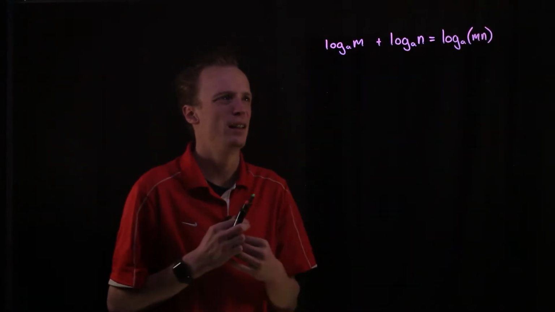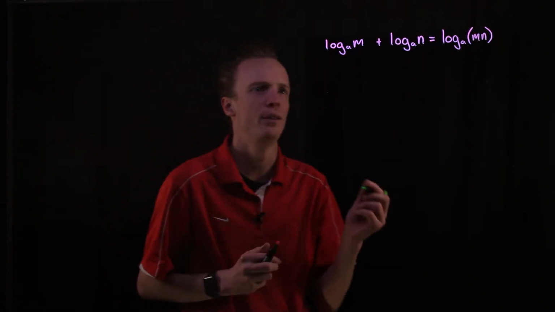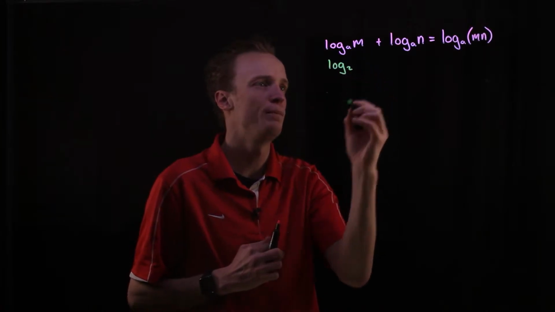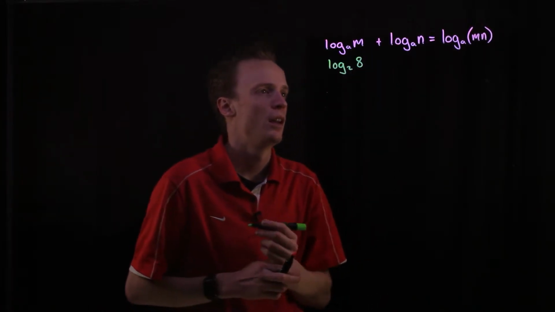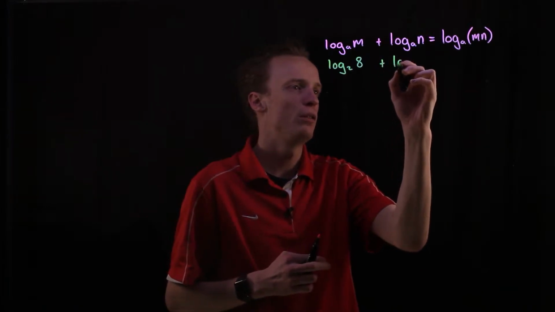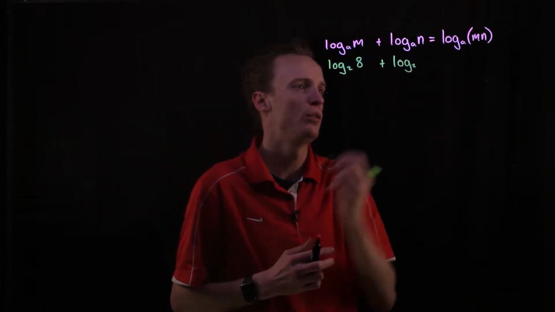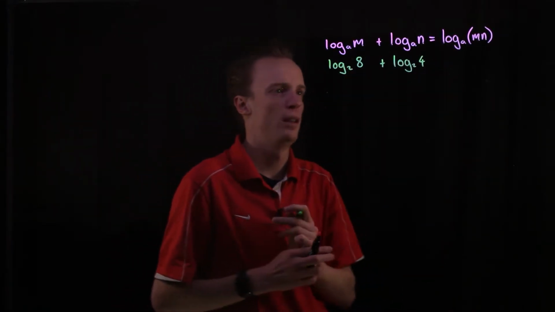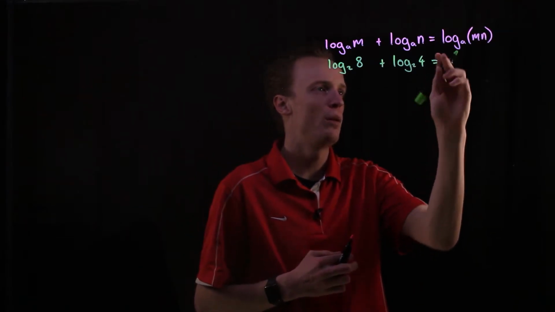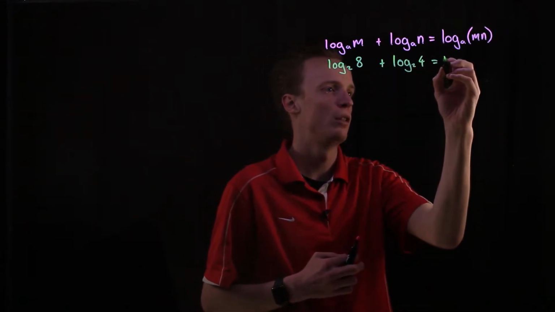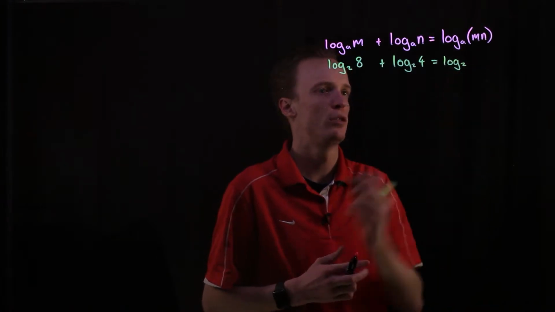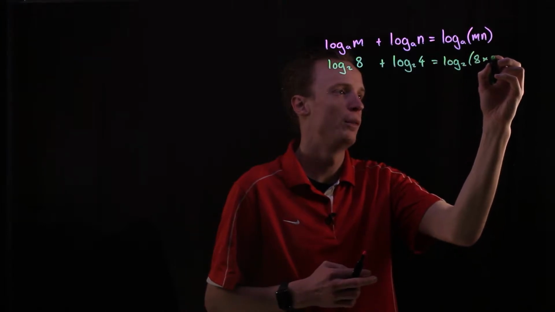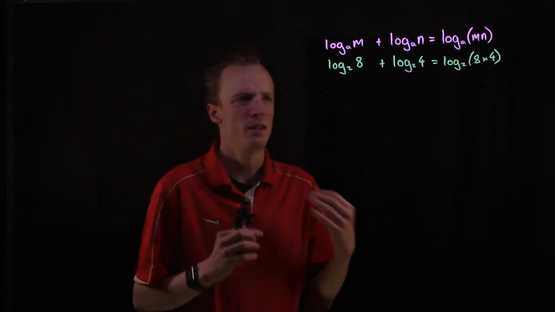Well, to help tease this out, let's just take an example and have a look at it. Let's say I've got the log base 2 of 8 and I add it with the log base 2 of 4. If I apply this law here, I'll have the log base 2, and I'll need to multiply these numbers together, so that'll be 8 times 4. So let's see if this works.